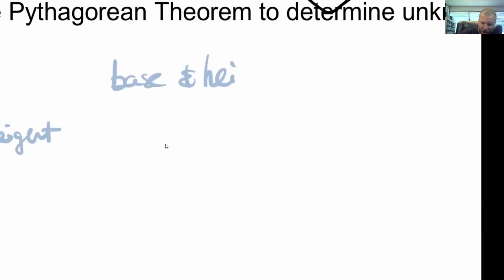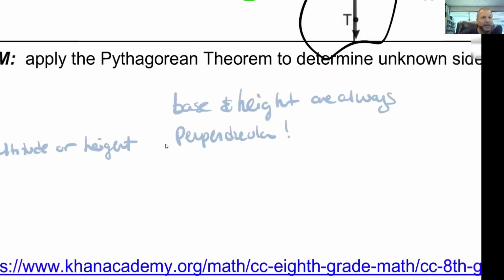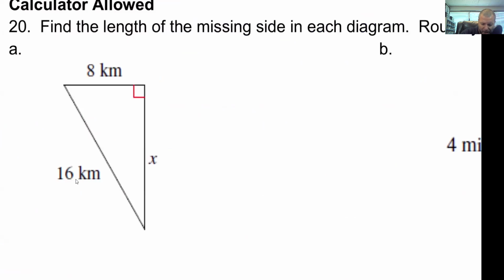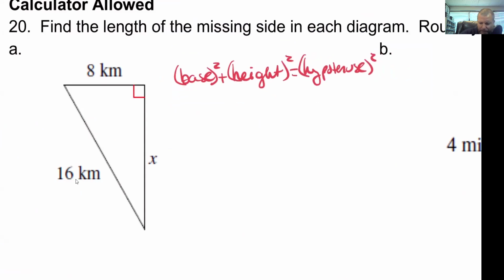wow, that was like the hardest H for me to ever draw in my life. The base and the height are always perpendicular. So what you're really trying to do in these Pythagorean theorem questions is see, do I know the two perpendicular sides, or do I know one side and a hypotenuse? If we set this equation up, I'd have my base squared plus my height squared equals my hypotenuse squared. And again, if you want to go a squared plus b squared equals c squared, you're perfectly fine to do it.